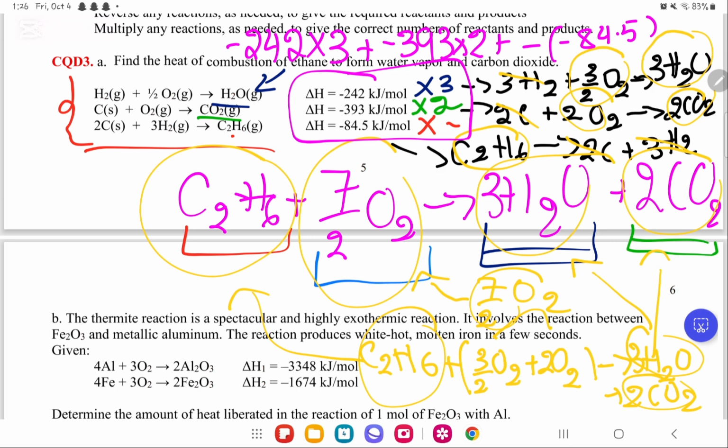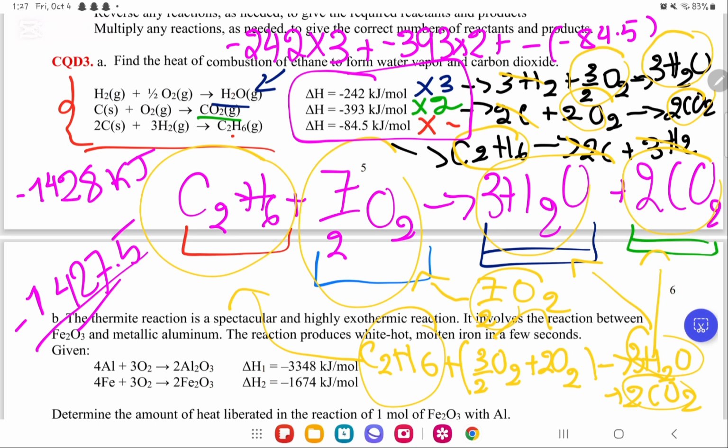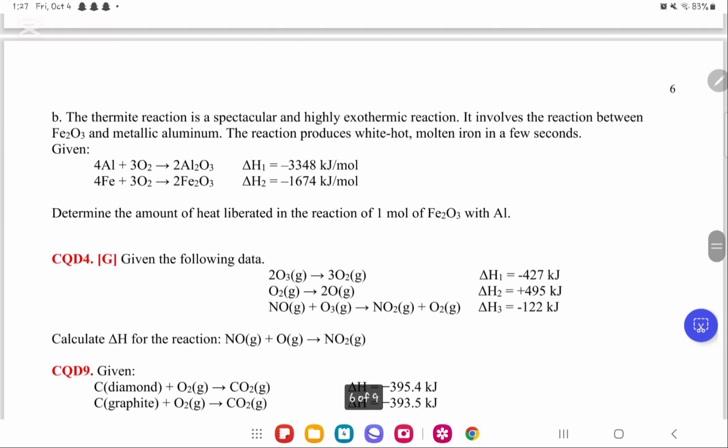So if we do it on the calculator, we are gonna get negative 1427.5, and if we round it, it's gonna be negative 1428 kilojoules per mole. That's part A done.